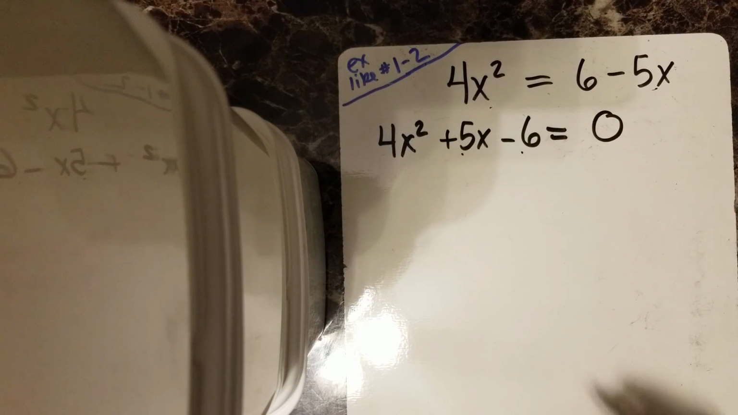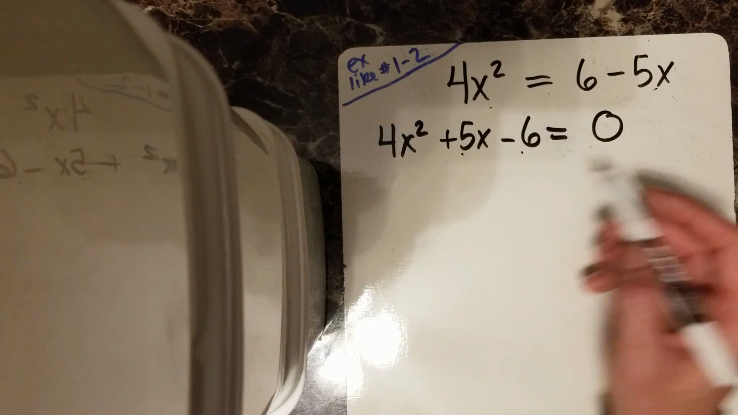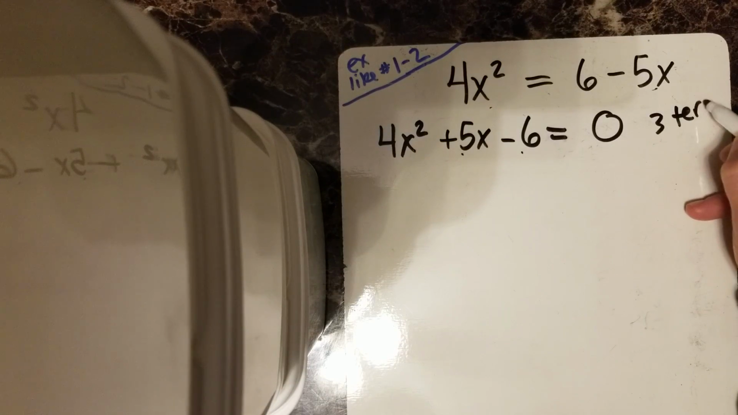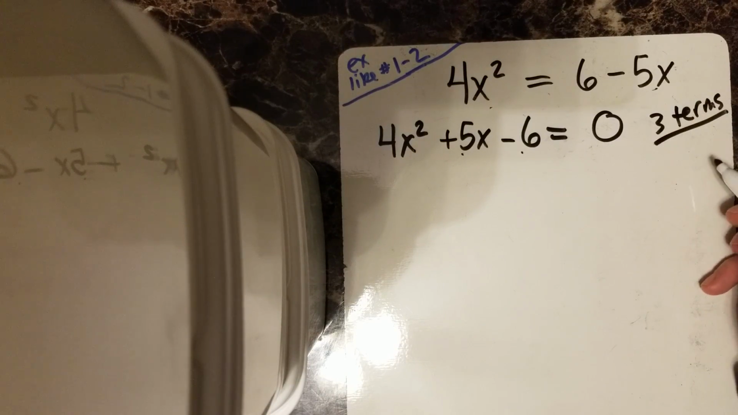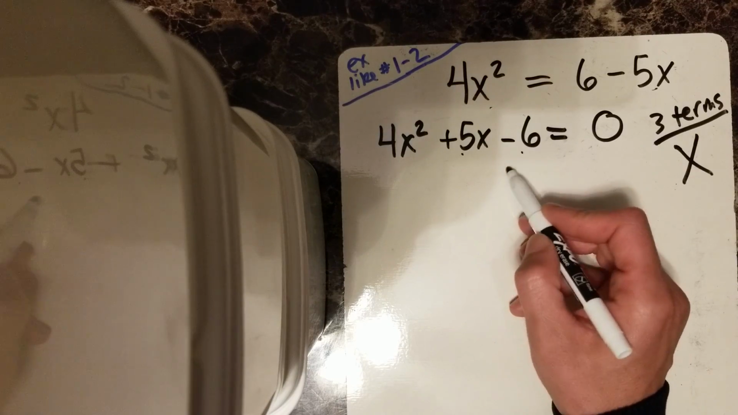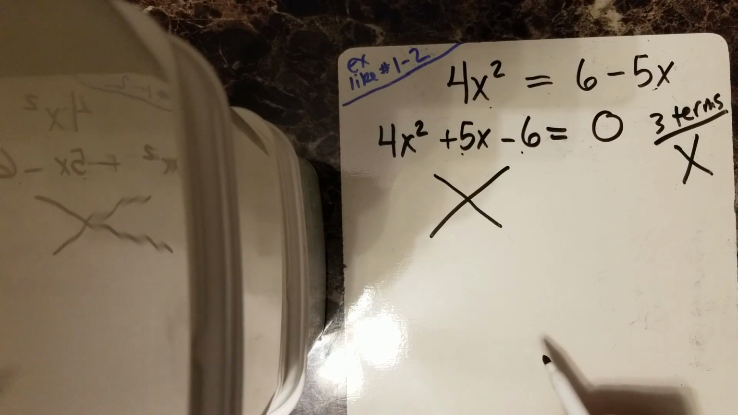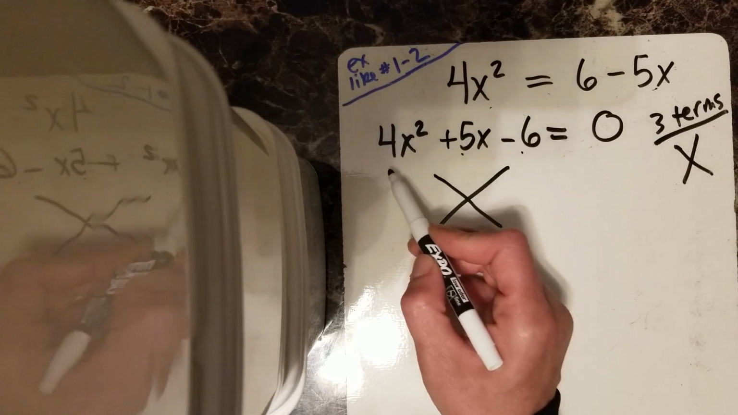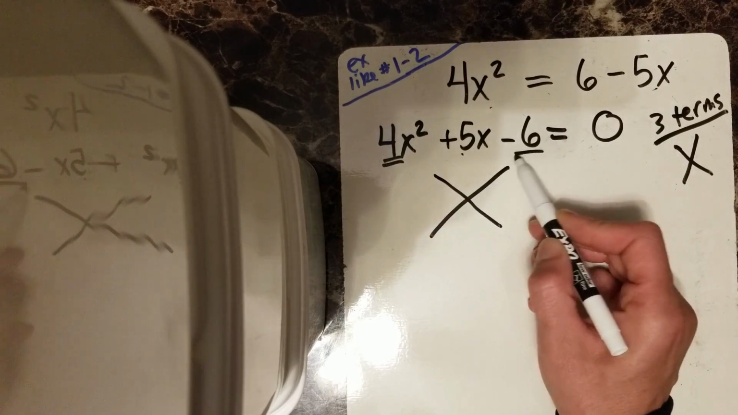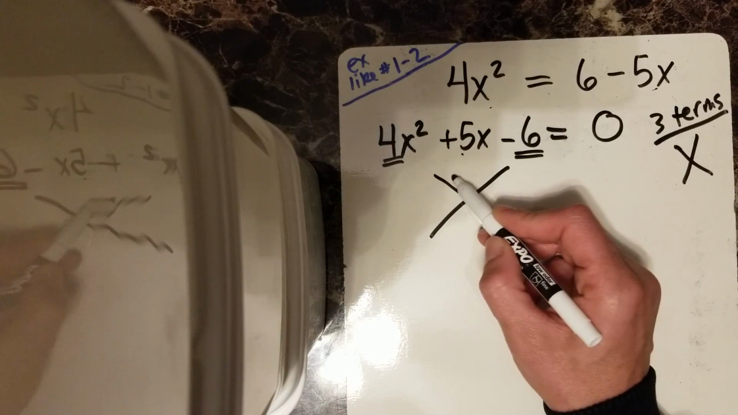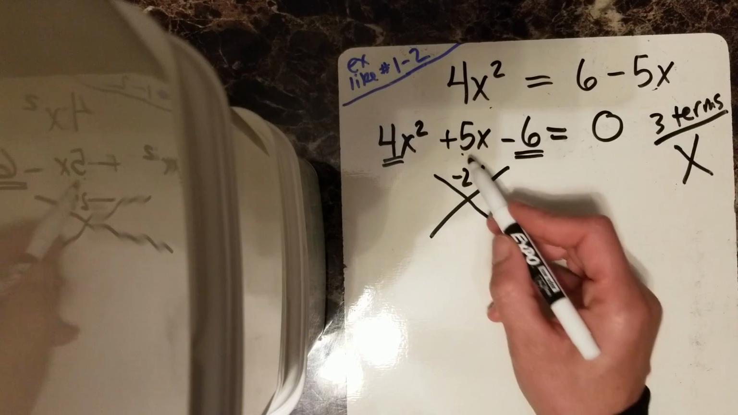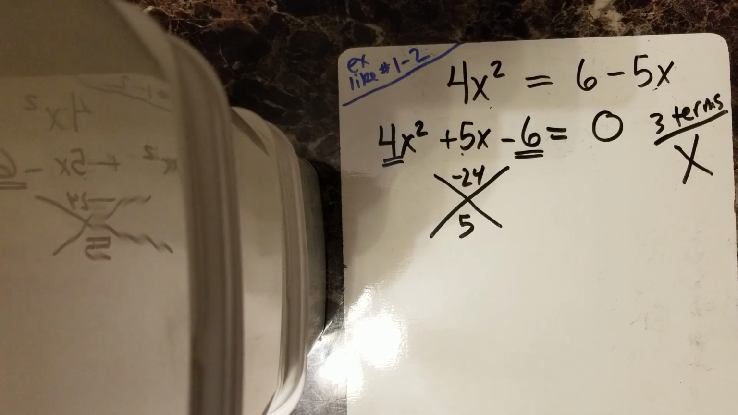All right, so now I can factor this. Notice it has 3 terms. Anytime my polynomial has 3 terms, I'm going to use the x method to factor it. Okay, so for the x method, you're going to times the first and last numbers, which gives you negative 24, and that goes on top, and the 5 goes on the bottom.